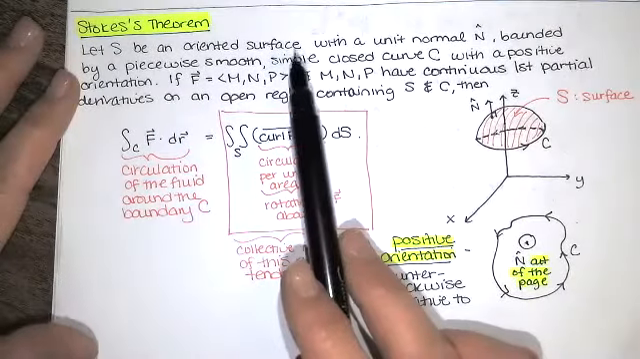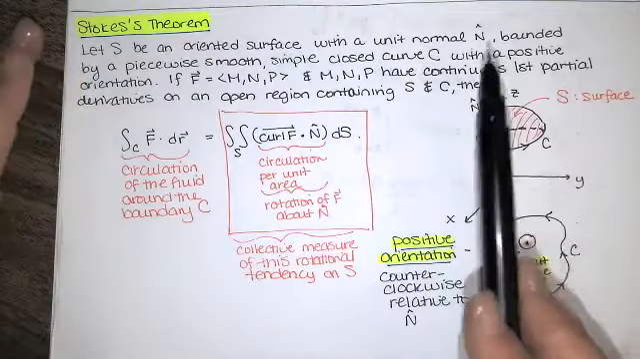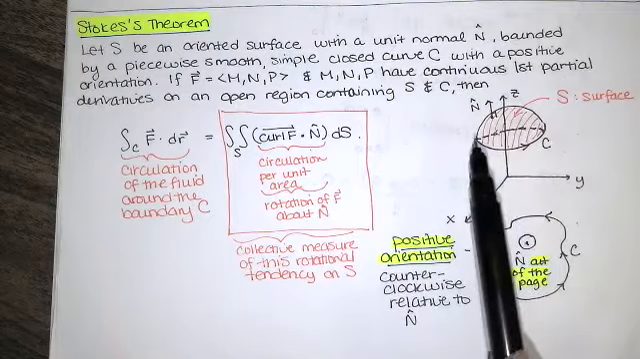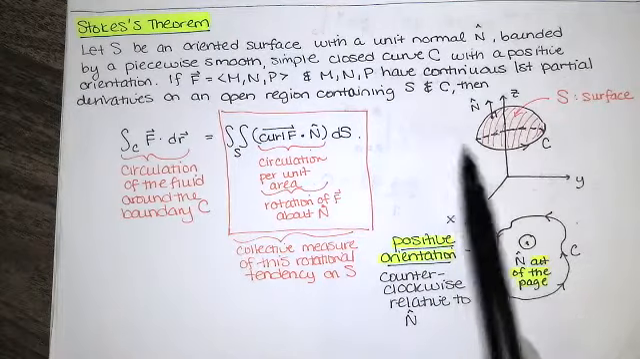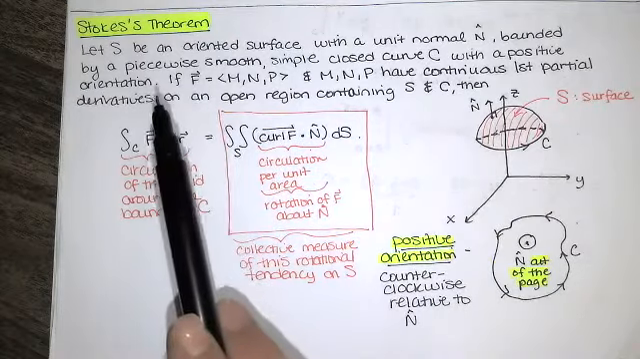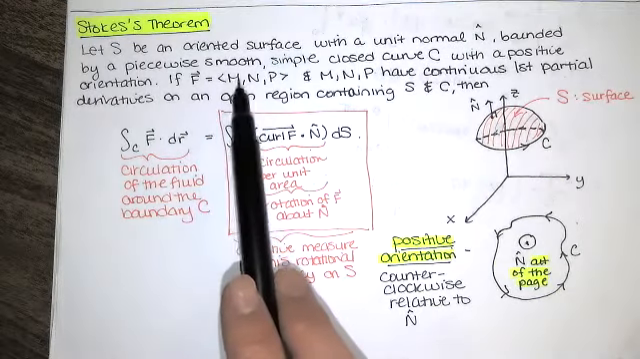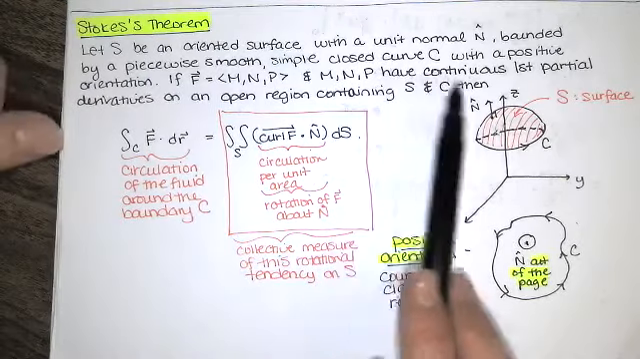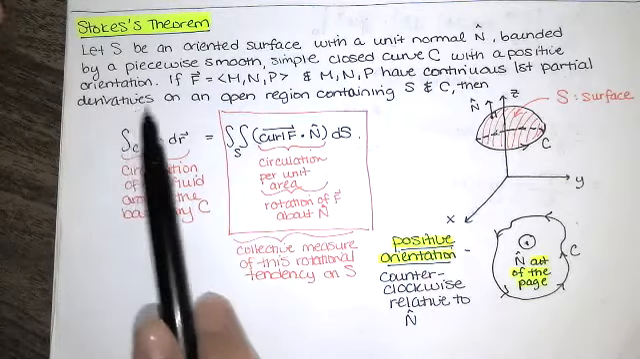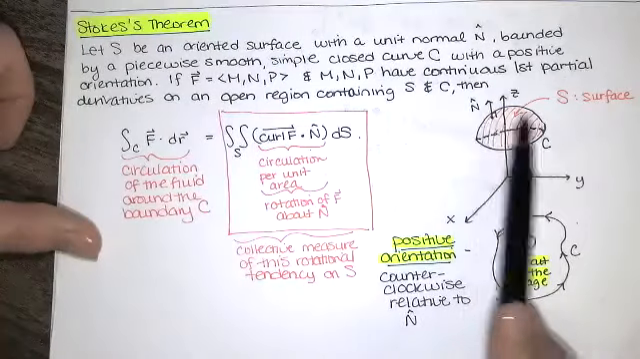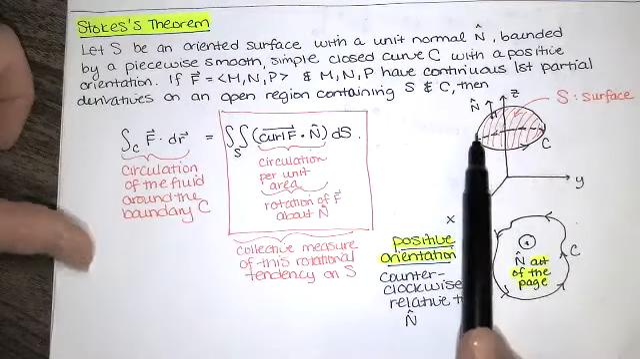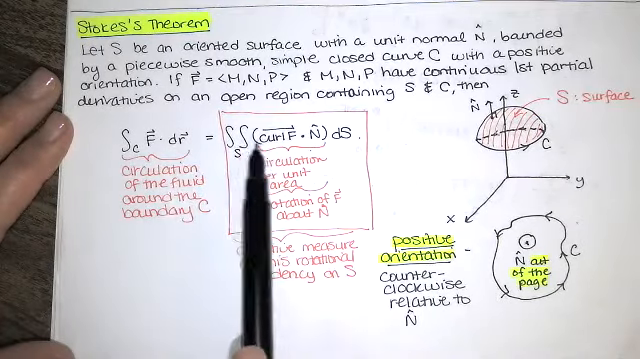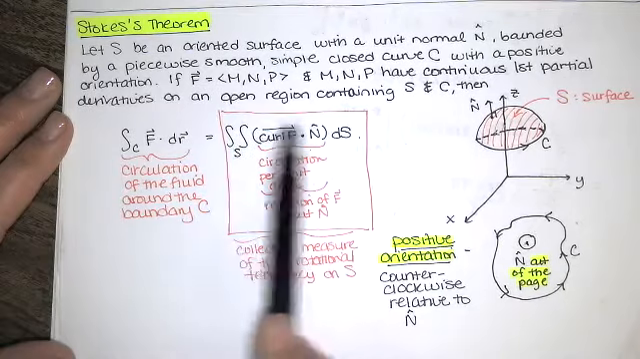So we've got an oriented surface S with a unit normal n hat, and then relative to n hat, C has a positive orientation, so it's counterclockwise if we look at it from above. If that's true, and F is a field with components M, N, and P, and M, N, and P have continuous first partial derivatives on an open region that contains both the surface S and the boundary C, then this line integral over the boundary is equal to this surface integral over S.